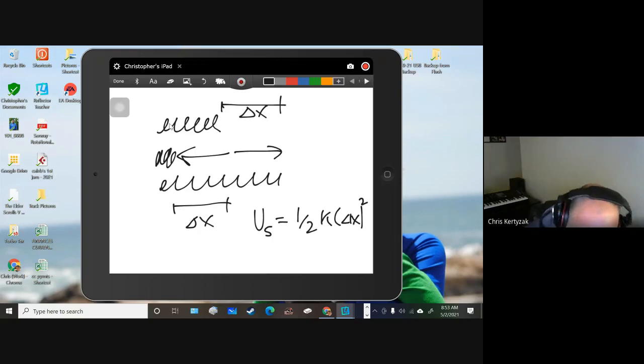So I wanted you to know how that would play out on a graph, because sometimes they ask you to graph the potential energy stored in a spring as it's stretched.